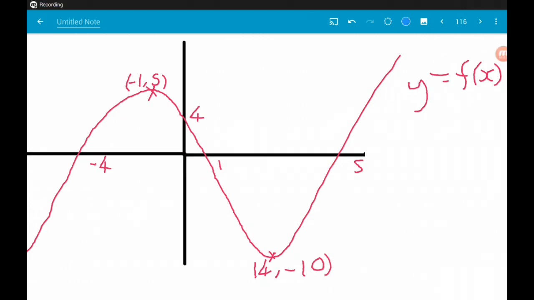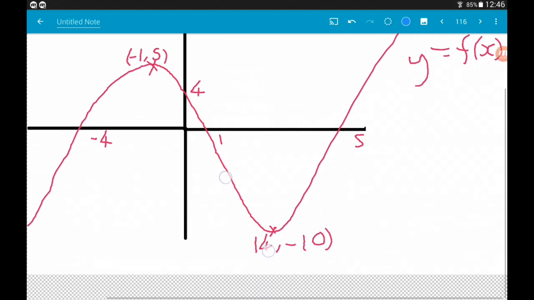Okay, so here's a cubic. We can tell it's a cubic. We've got 3 x-intercepts. It's sort of an S-shaped curve. So it's definitely a cubic. Now then, we've got 3 x-intercepts, minus 4, 1 and 5. We have a y-intercept of 4. We have a maximum at minus 1, 5. And we have a minimum at 4, minus 10.